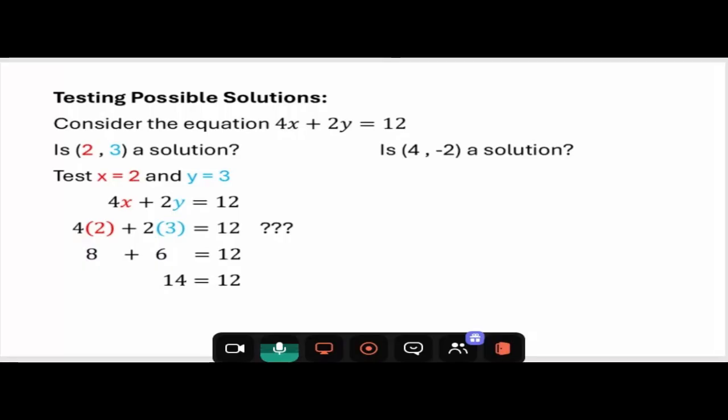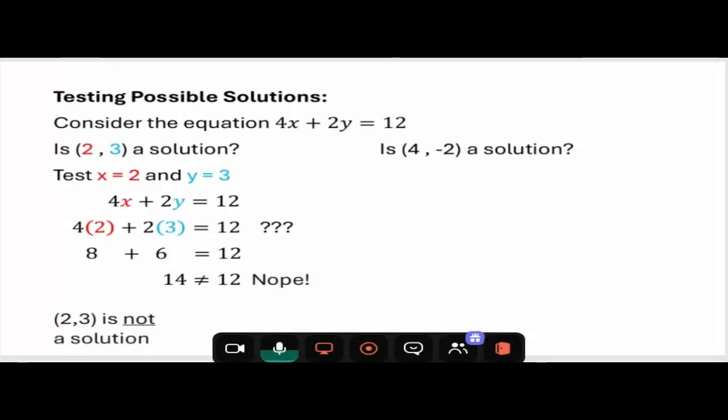Does 14 equal 12? No, it does not. 14 does not equal 12. Therefore, no, the point 2, 3 is not a solution. It is not on the picture of the line that shows all the answers to that equation.